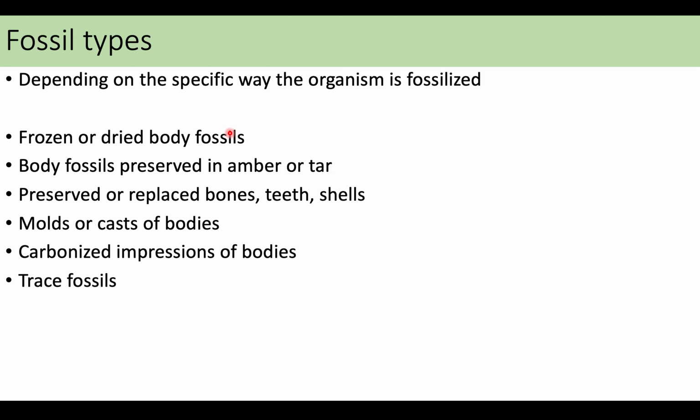So there's a couple different types of fossils, and the types depend on the way that the organism is fossilized. So there's a couple different ways that fossilization can happen. That's how we separate different types of fossils. So I'm going to go through examples of each of these now.